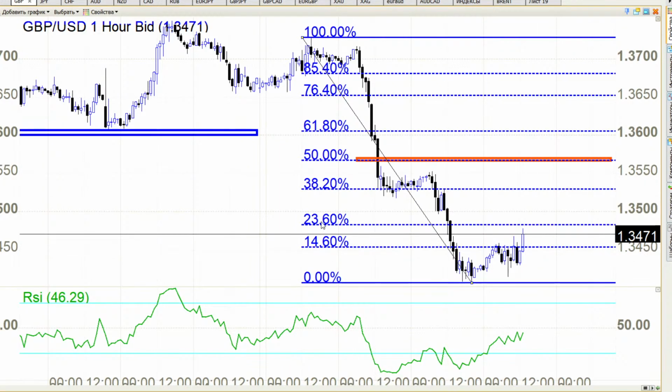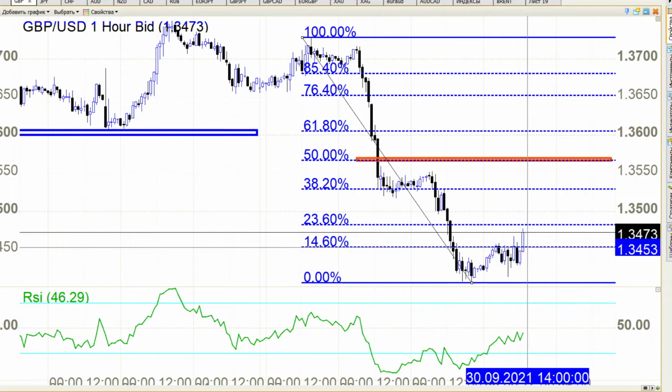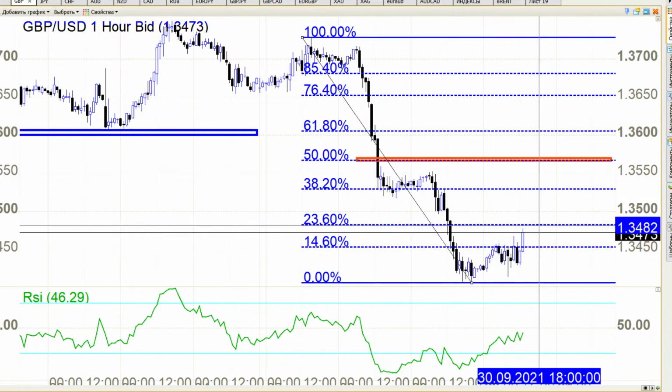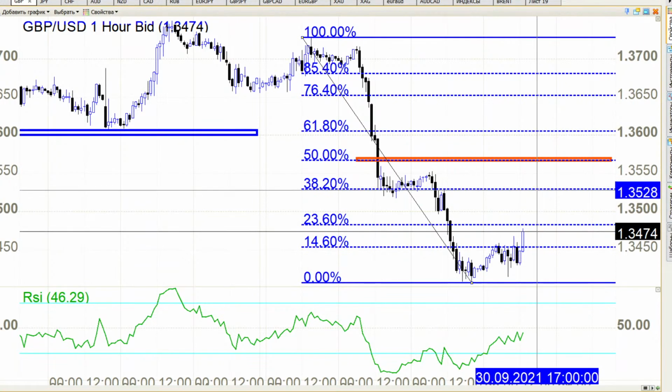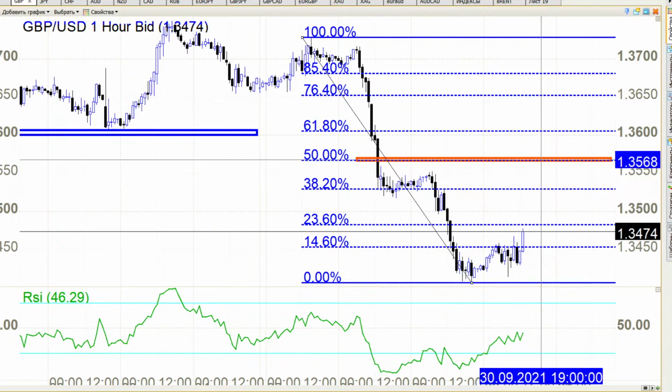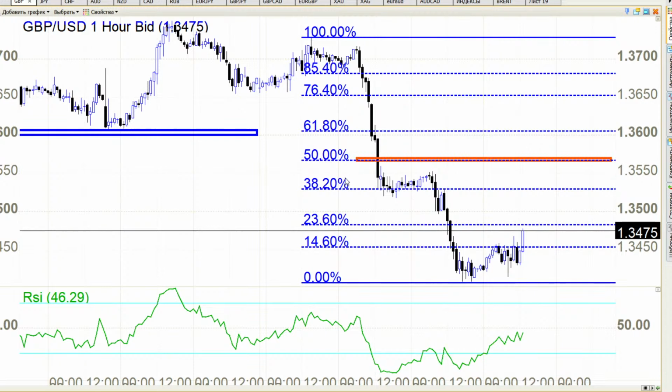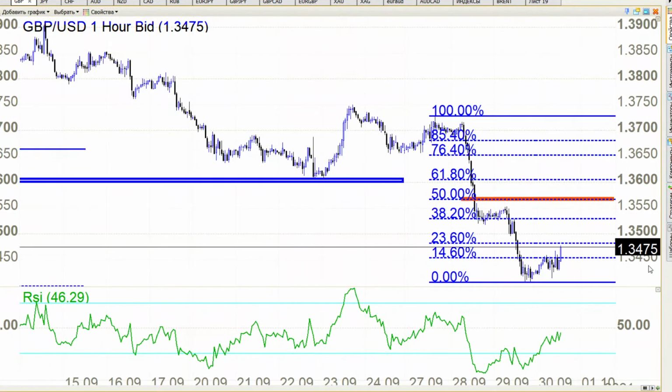14.60, 23.60, 38.20. After they break 134.50, your target to buy is 134.82. After they break 134.82, you buy with the target 135.28. After they break this target, your target to buy is 135.68. Why? Because those are correction lines for Fibonacci, with the Fibonacci instruments for Great Britain pound. So that's how it works.